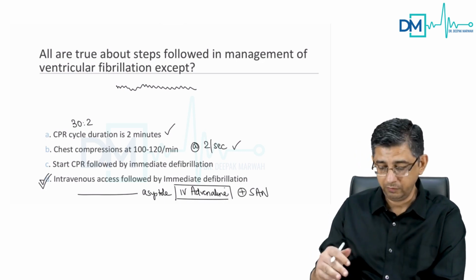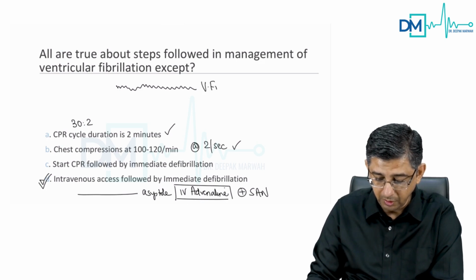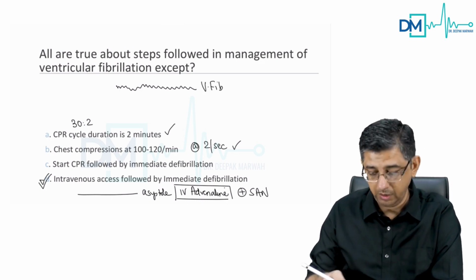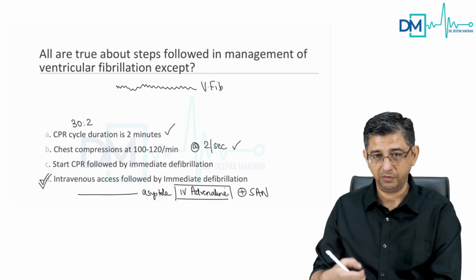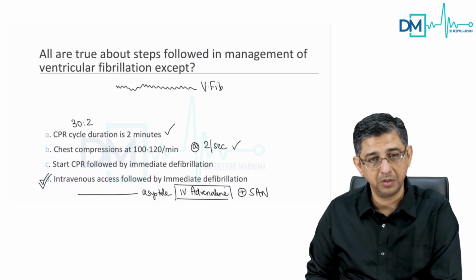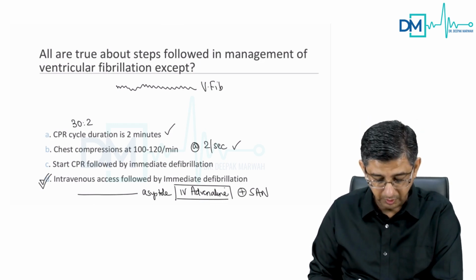But there is no point in giving adrenaline in ventricular fibrillation because the heart is already beating in an abnormal fashion. In asystole, it's not beating at all. So IV line access is important for patients of asystole or cardiac arrest, but definitely not in patients of ventricular fibrillation. The answer to this question is D. We move on to the next question.